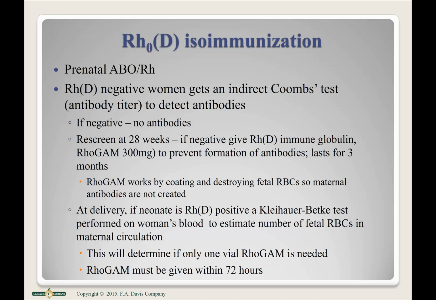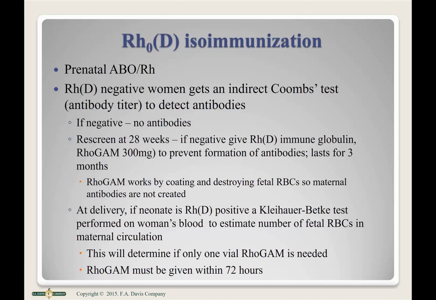So we're going to test that cord blood, and if baby is Rh negative, then we can just forget about the Rh negative problem. There's no problem, okay? Mom's Rh negative, baby's Rh negative. But if baby comes back as Rh positive, then we need to prepare to give mom RhoGAM. Now, if baby's Rh positive, we can do a Kleihauer-Betke test to determine how many fetal blood cells mom has been exposed to, which will determine how much RhoGAM we need to give her.